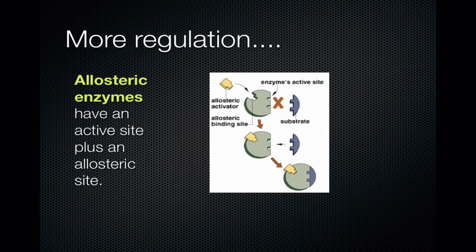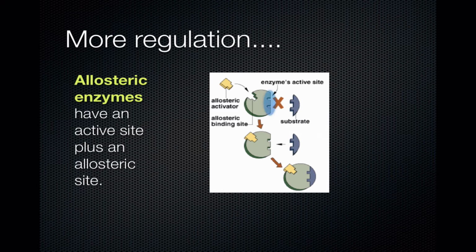Okay? All right. Another type of enzyme regulation is allosteric regulation. And there can be allosteric inhibition or allosteric activation. This diagram shows allosteric activation.